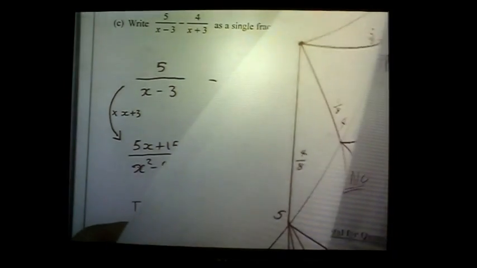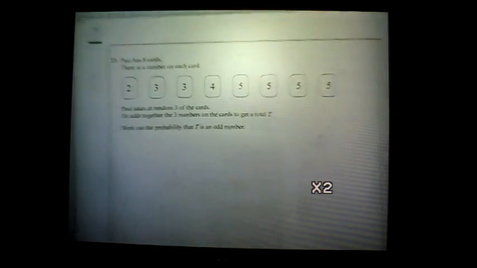Right, moving on. Probability trees is the next one. I've actually had to do this on a separate bit of paper because I thought this was a very nasty question. I'll read you the question, I'll show you my workings for it. Paul has 8 cards, so there's a 2, 3, 3, 4, 5, 5, 5, 5. There's a number on each card. He takes at random 3 of the cards.